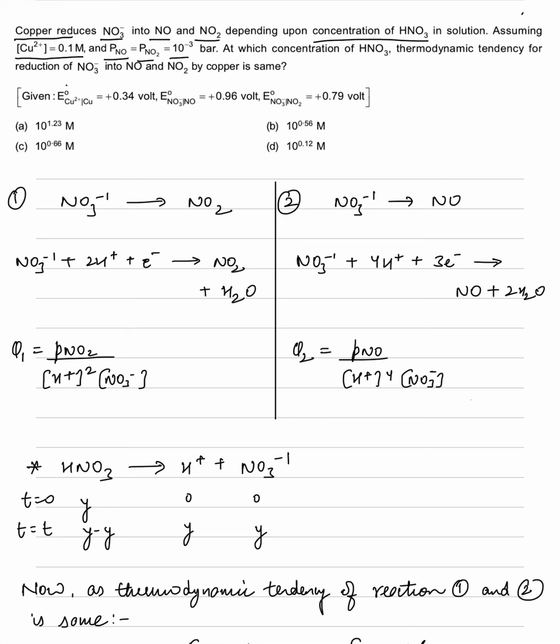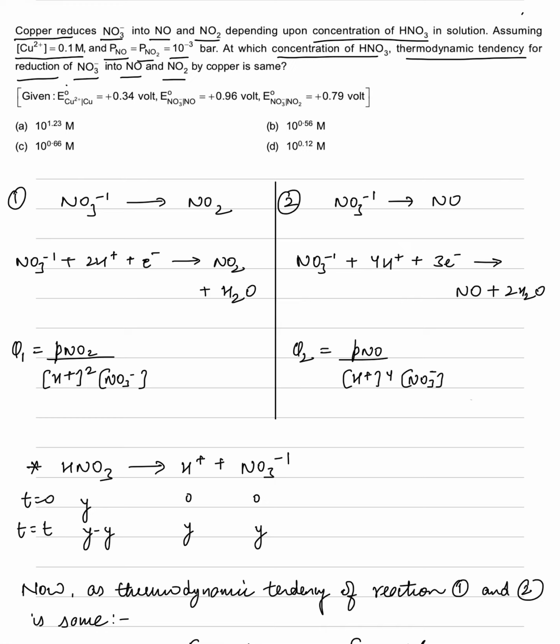The question is asking at what concentration of nitric acid the thermodynamic tendency for the reduction of nitrate ion into nitric oxide and nitrogen dioxide by copper is the same, right? That means at what concentration of nitric acid the tendency of nitrate ion to get reduced into NO is equal to the tendency of nitrate ion to get reduced into NO2. Here the reduction of nitrate ion is taking place into NO and NO2.